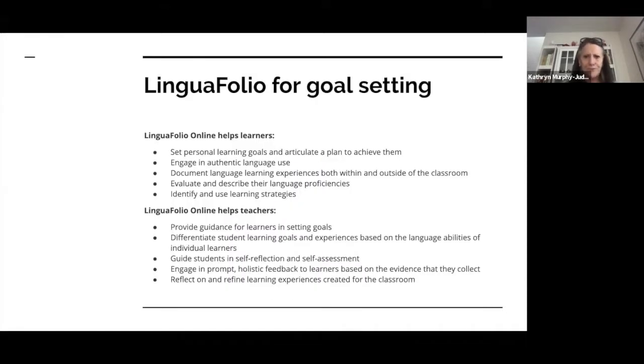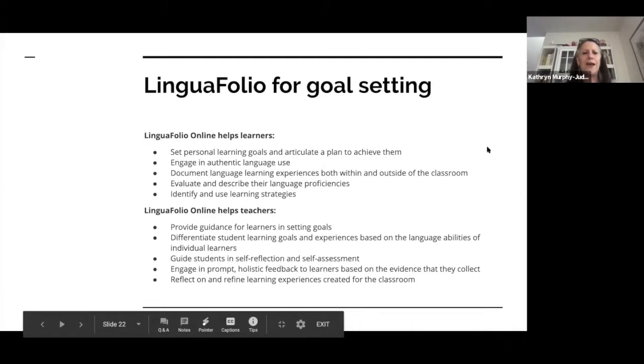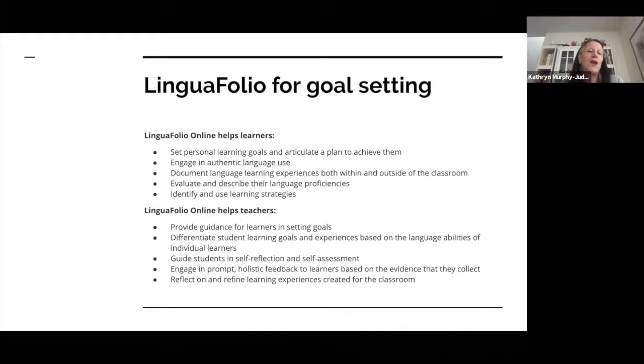So there's a lot of goal setting where they set their personal learning goals, and then there are also class goals. So you can use Linguifolio in your classroom to help the entire class set its learning goals and objectives through the use of can-do statements. And as it shows there, Linguifolio helps learners and it helps teachers because it helps us guide the learners in setting their goals. It helps us help them self-reflect and self-assess, and so on.